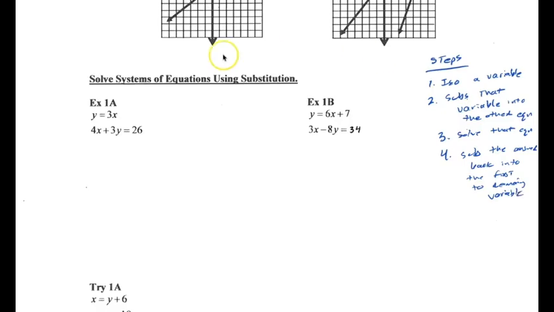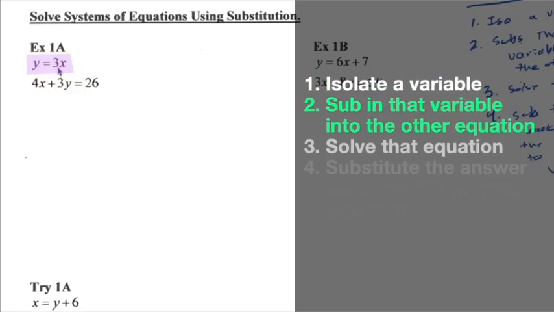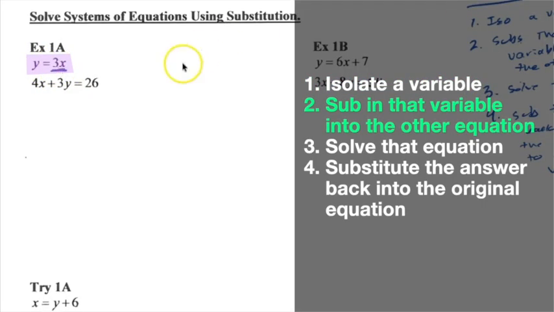Let's look at this first one here. We want to isolate a variable by itself. It doesn't matter if it's x or y. In this case, look at right here. Y is already by itself. Y equals 3x. That's step 1 done. Now what we want to do is substitute this into this one.